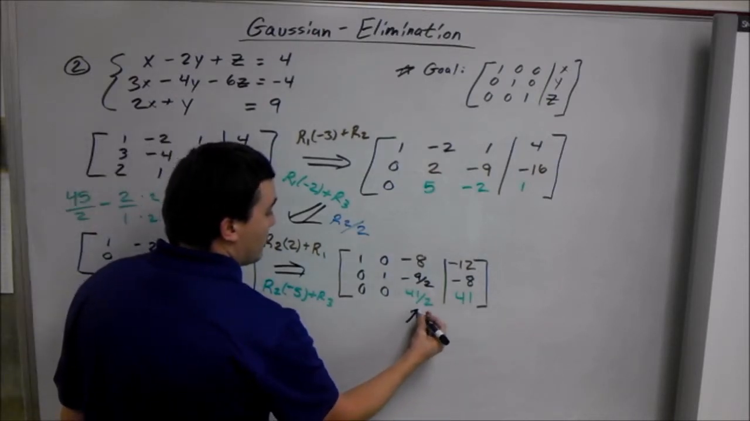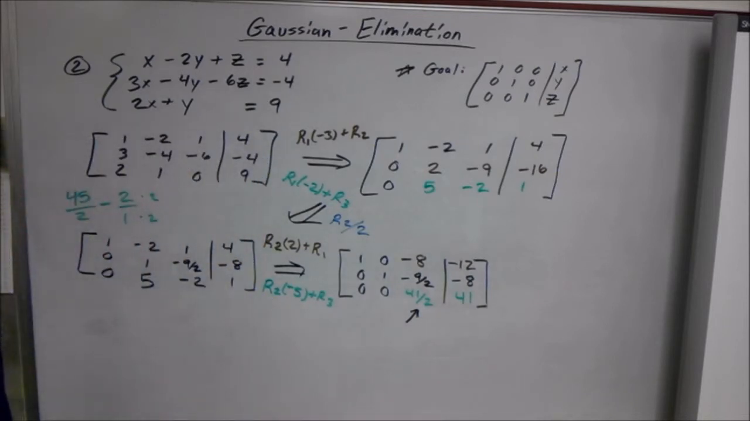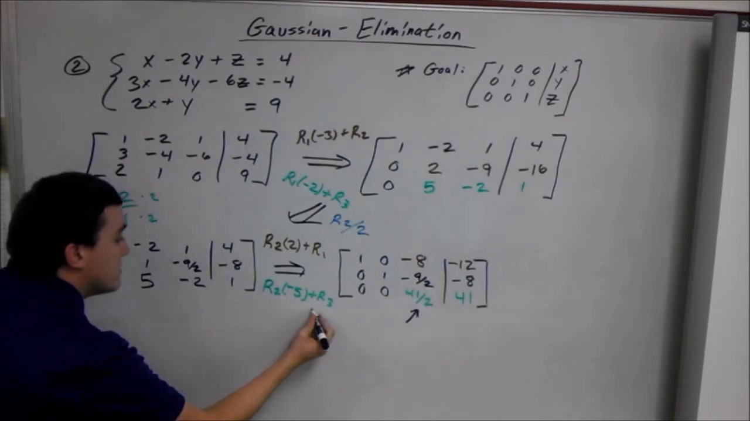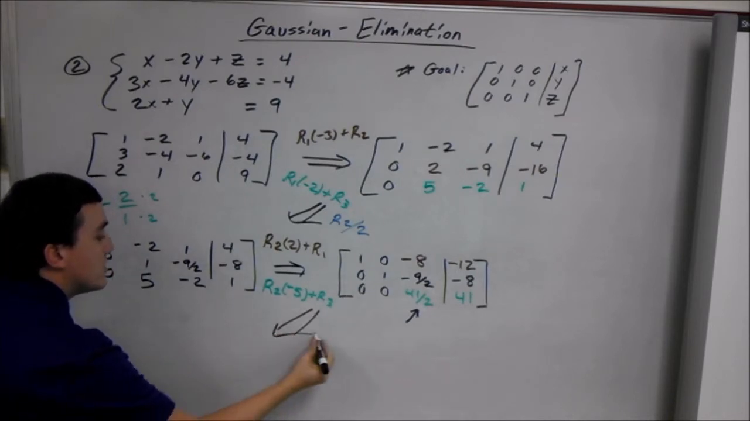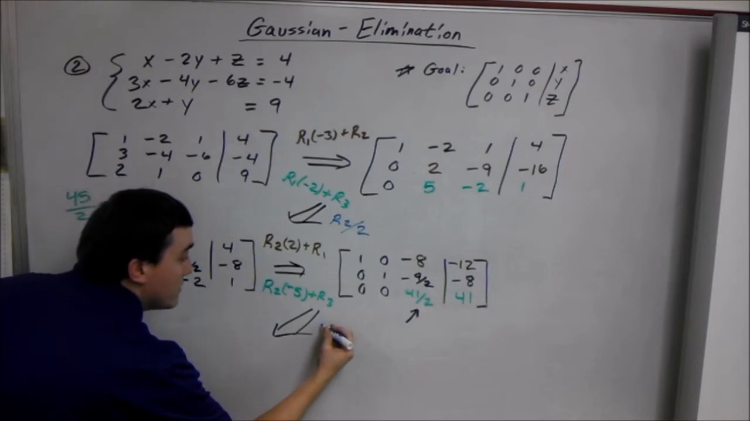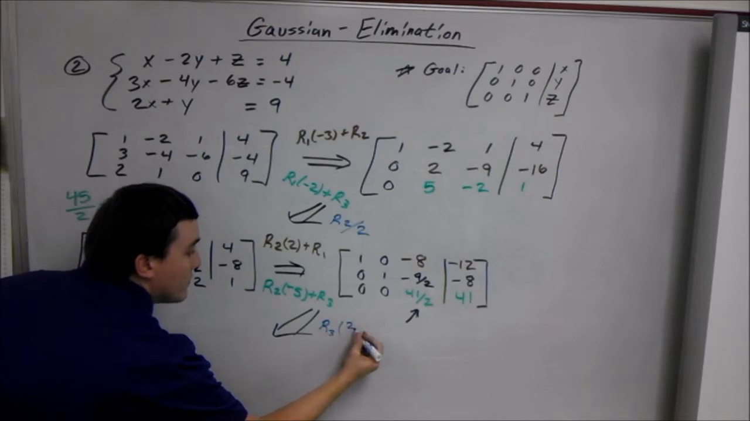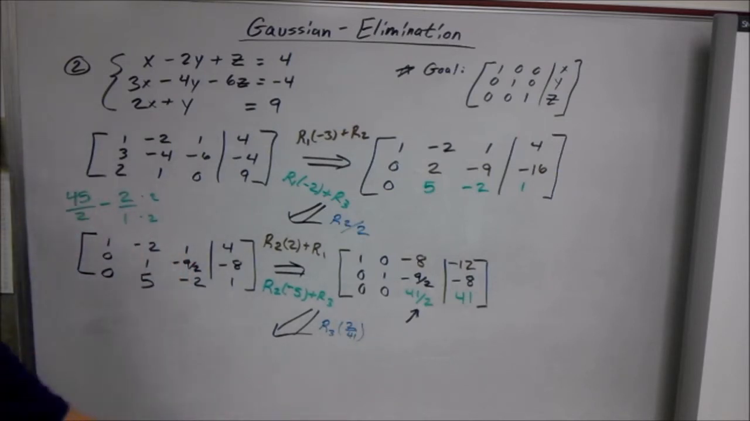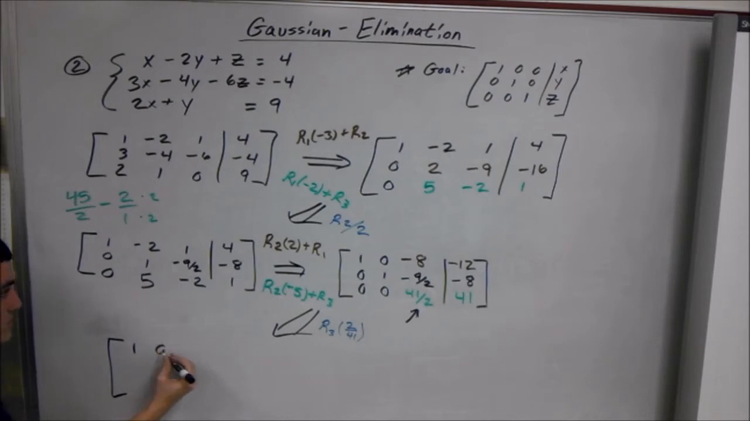To get this to be a 1, we have to multiply that by 2 over 41. So from this step to this step, we're multiplying row 3 times the reciprocal of that, 2 over 41. And that's going to clean things up for us a little bit, actually. So we get, everything else stays the same.